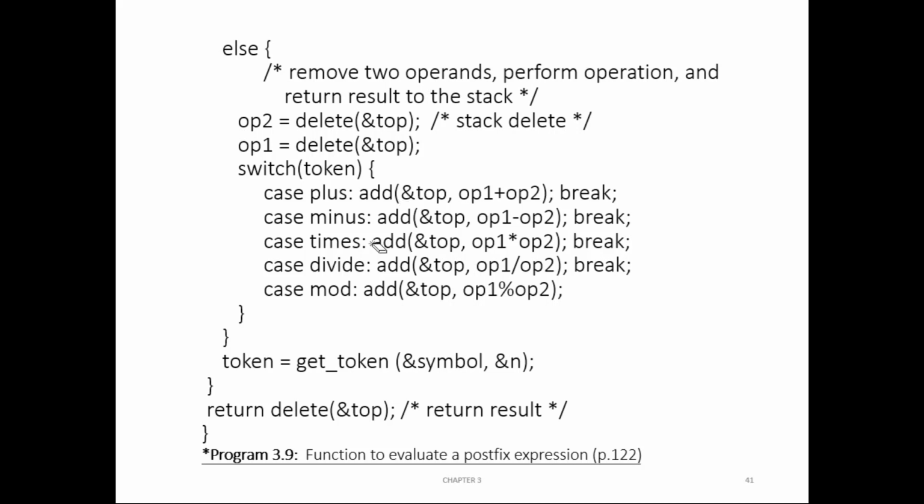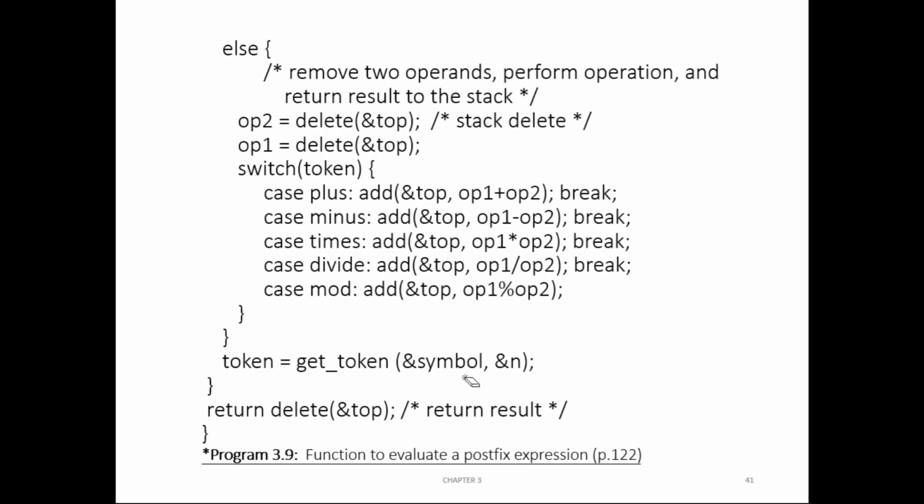Okay, break. If it is a minus, subtract operand 2 from operand 1 and push it onto the top of the stack. If it is times or multiplication, then multiply operand 1 with operand 2 and push it to the top of the stack. If it is divide, divide operand 1 by operand 2 and push it to the top of the stack. If it is modulo, calculate operand 1 modulo operand 2 and push into the top of the stack. So the switch ends here, the else ends here, then take the next token.